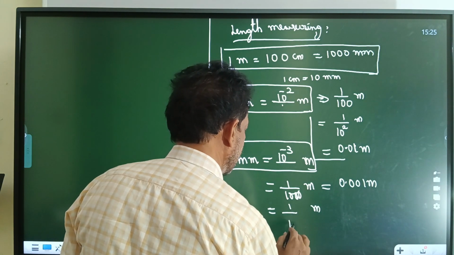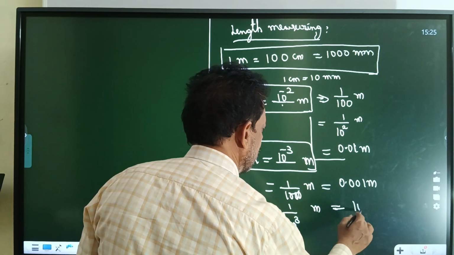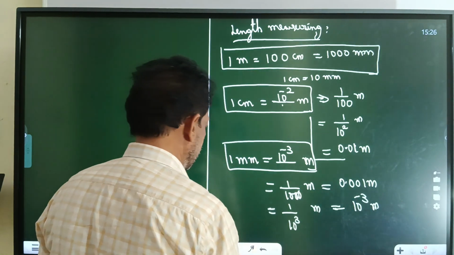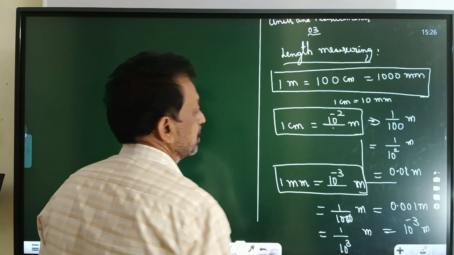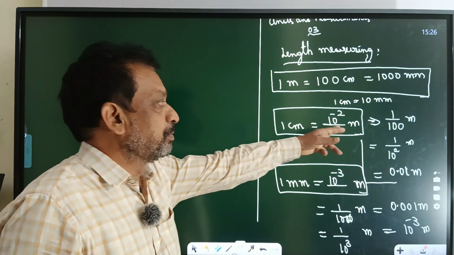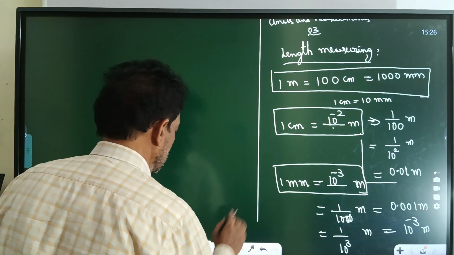So that is equal to 1 by 10 cube, which is written as 10 to the power of minus 3. So for calculation purposes, exponential form is the best one. Now 1 millimeter is equal to 10 to the power of minus 3 meter. 1 centimeter in terms of meter is 10 to the power of minus 2 meter.